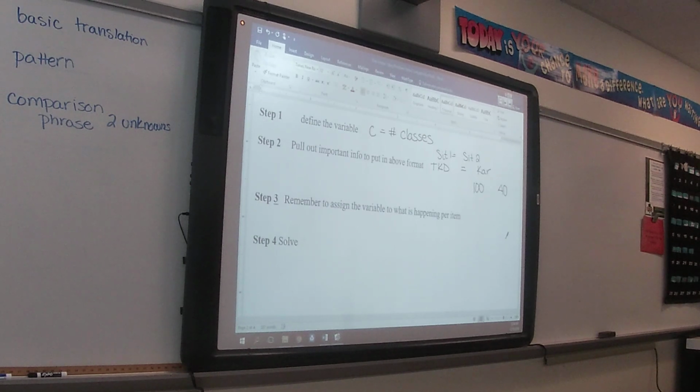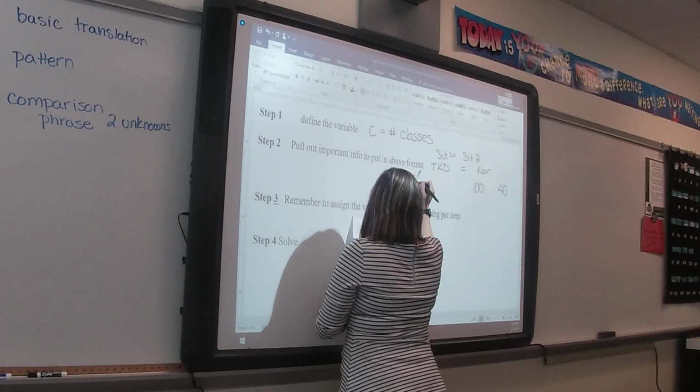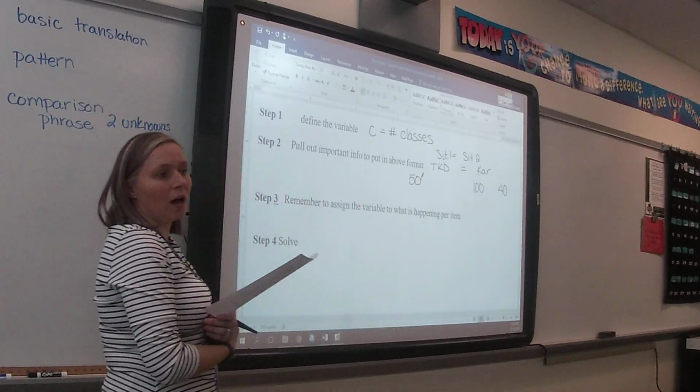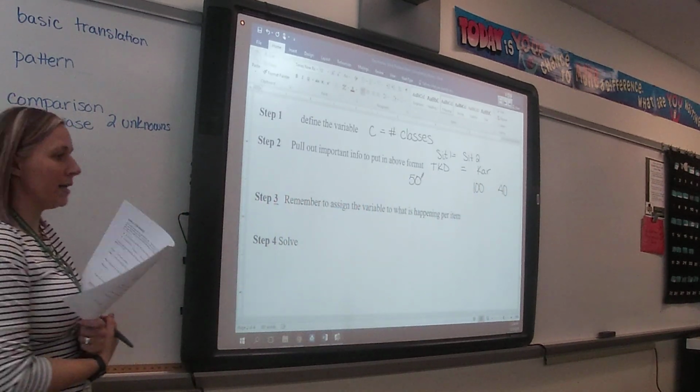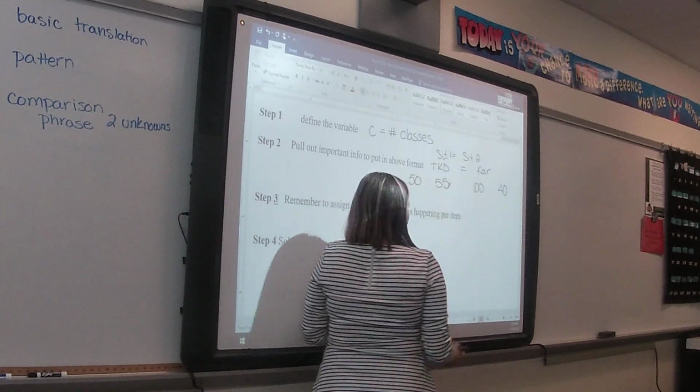For Taekwondo, you have to pay $50 for an enrollment fee. So where am I going to put that? Which side? Taekwondo. And then $55 per class. Which side is that going on? Taekwondo. We doing okay so far?